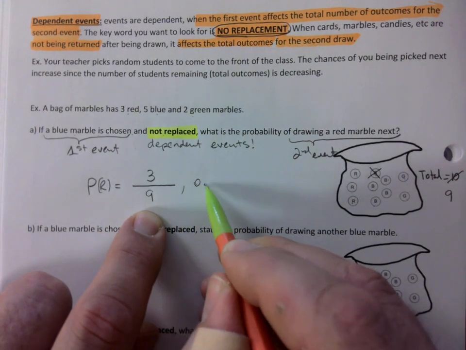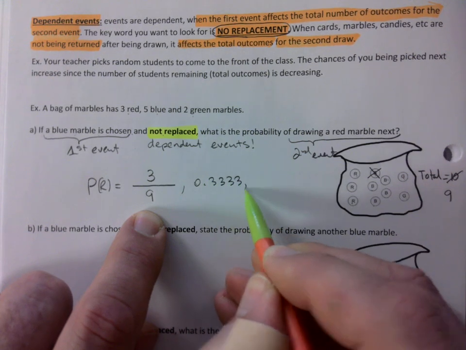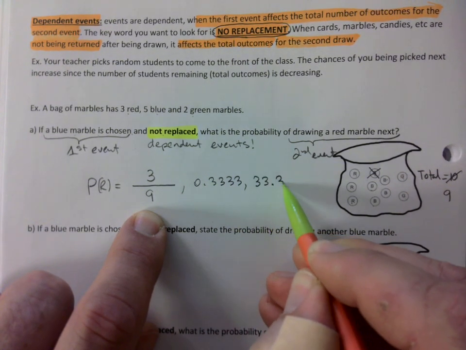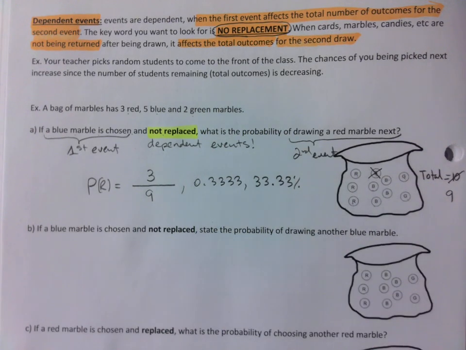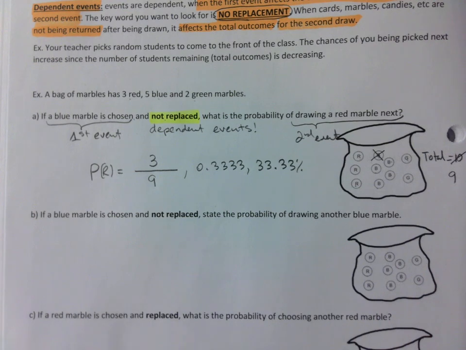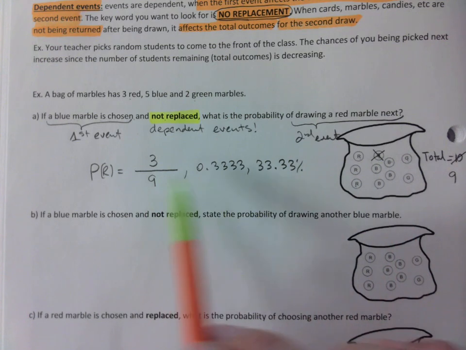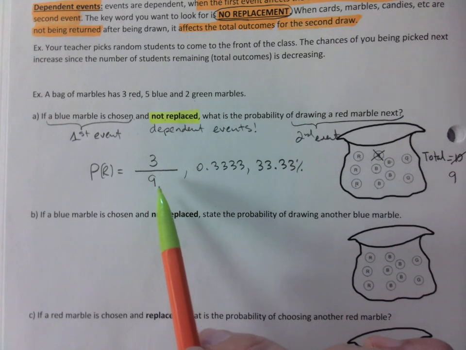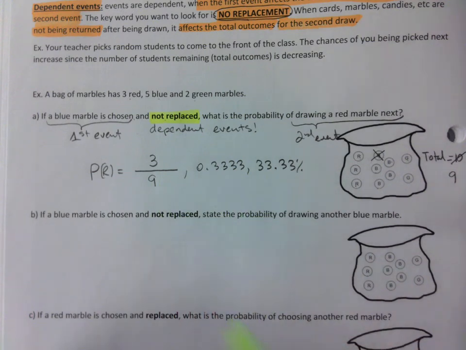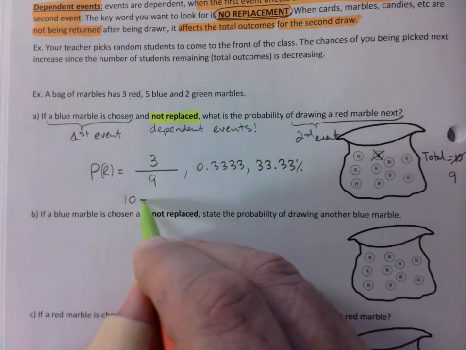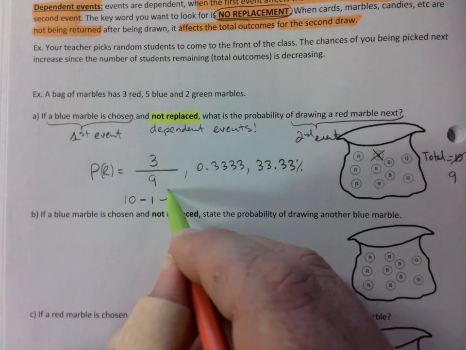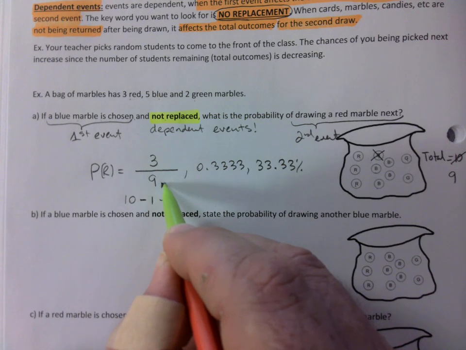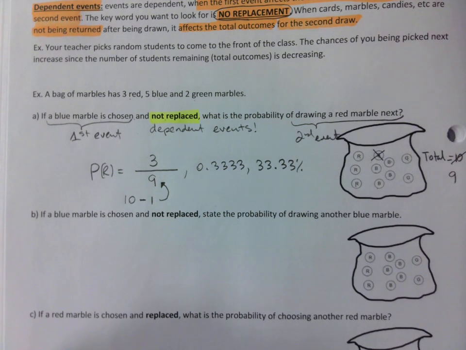Which is 0.3333 or 33.33%. You could have reduced that fraction. I know that, but this is the probability of drawing your red one on the second draw. If I hadn't removed anything, it would have been out of 10. Okay, so that's the main concept here, that the total dropped. I went 10 minus 1. And that's how I came up with that number right there. I used to have 10, now I'm 9.